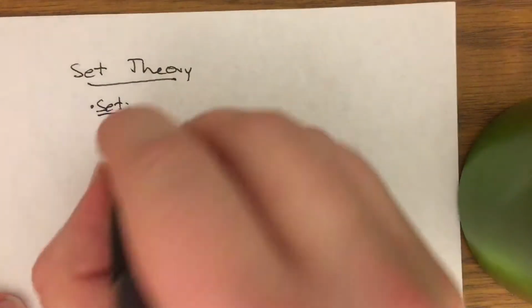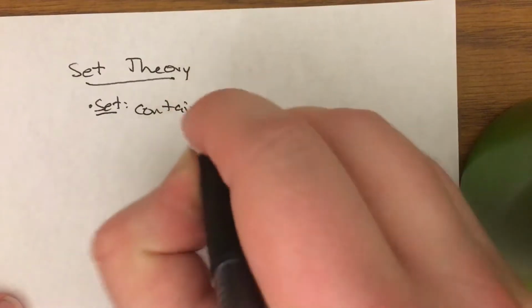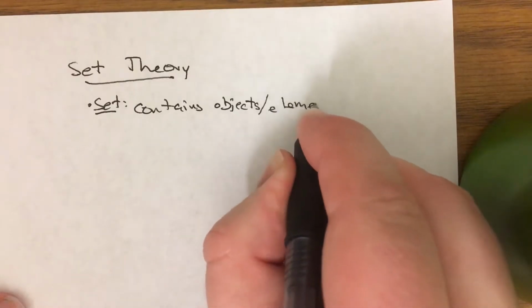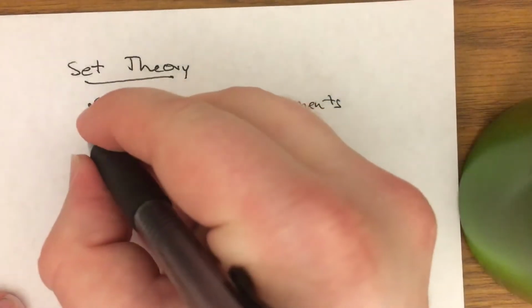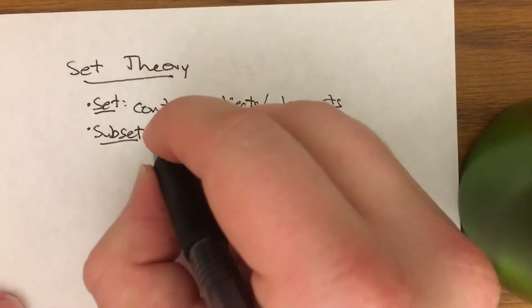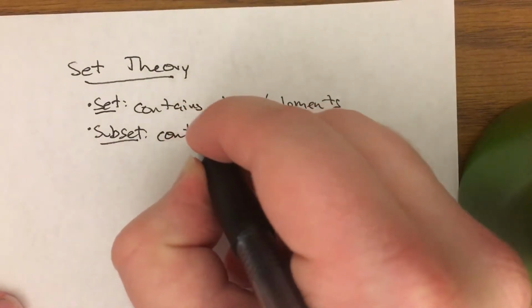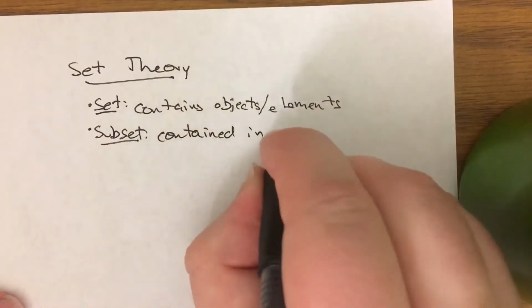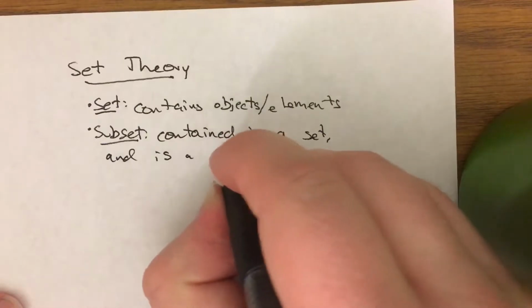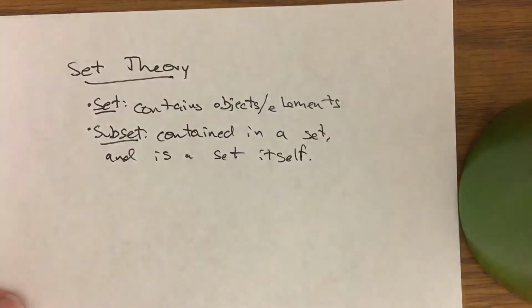So we should just start off with some basic definitions to make sure we understand what's going on here. So a set contains objects or elements. A subset is contained in a set and is a set itself. Great.